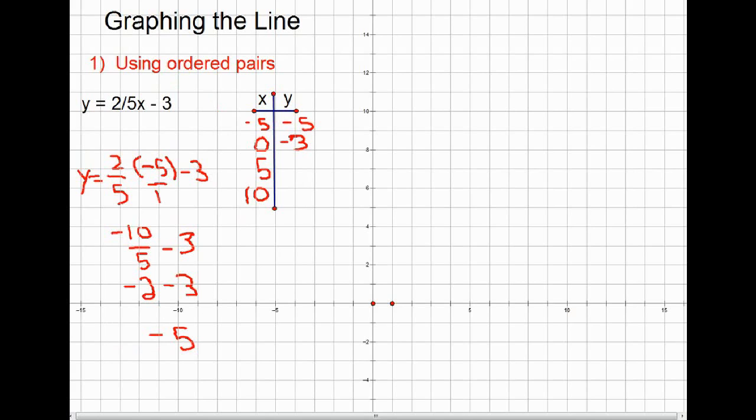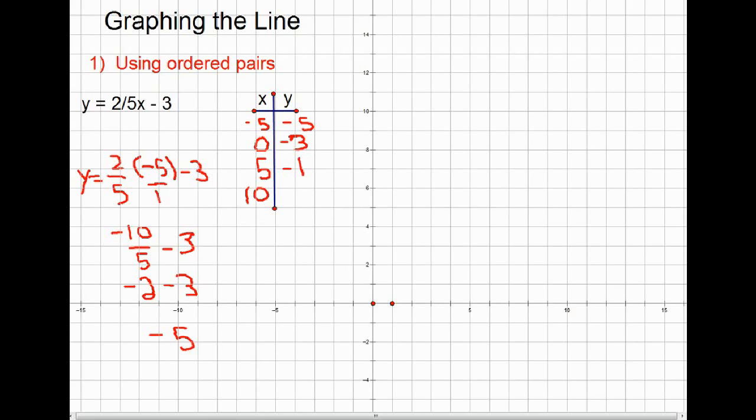Now, again, I'm not going to go through each one of these step by step. This is something that was covered in graphing ordered pairs. But when we substitute in 5 into that equation, we get 2 over 5 times 5, and then minus 3. 10 divided by 5 is 2. 2 minus 3 is negative 1. So if x is 5, y is negative 1.